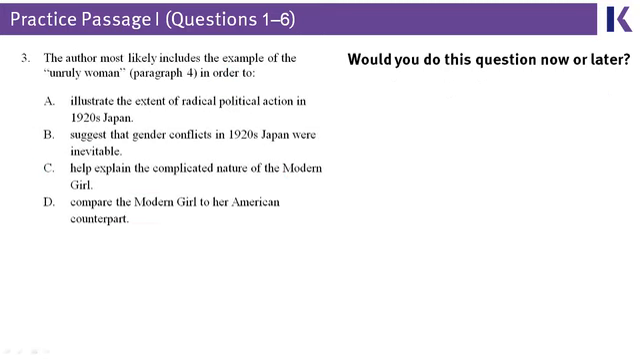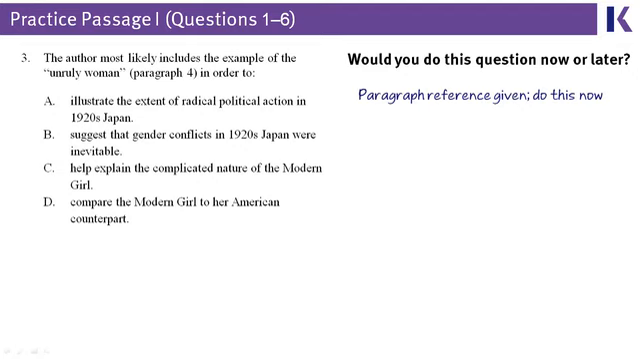Let's move over to number 3. And we're looking for why the author included an example of the unruly women in paragraph 4. So again, this is reasoning right within the text here. We're looking for why the author did something. And there is a passage reference also, paragraph 4. So this is going to be pretty easy to go back and look up. In this case, it's something that you should do now.